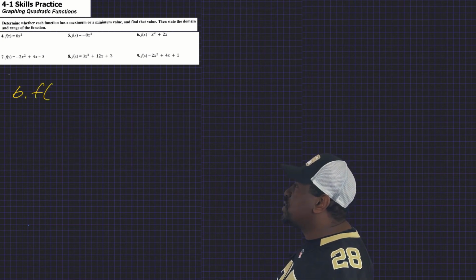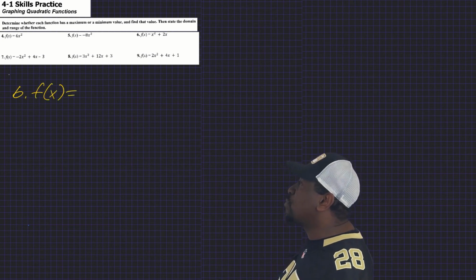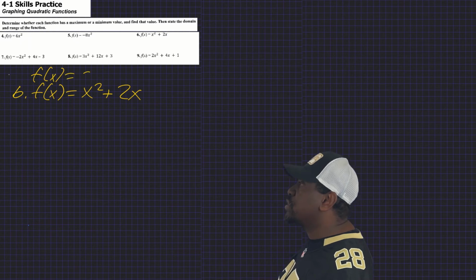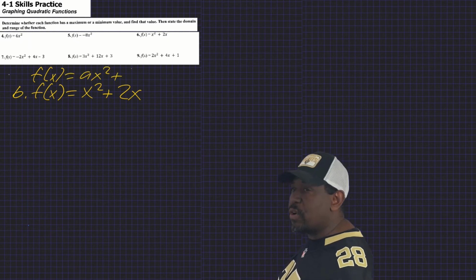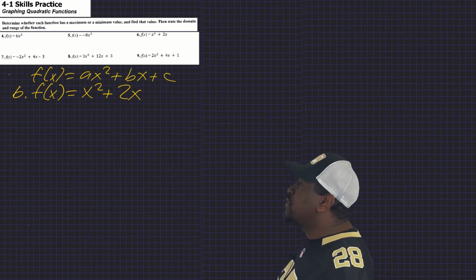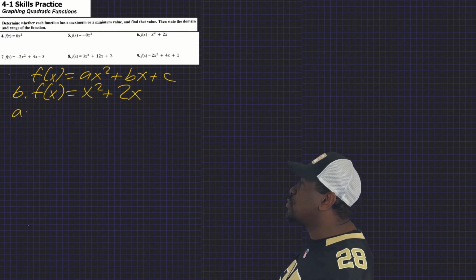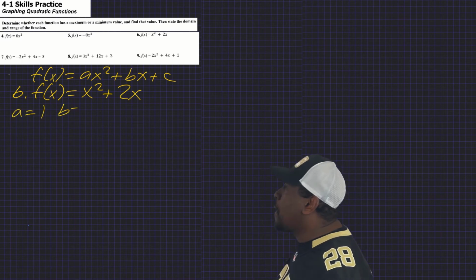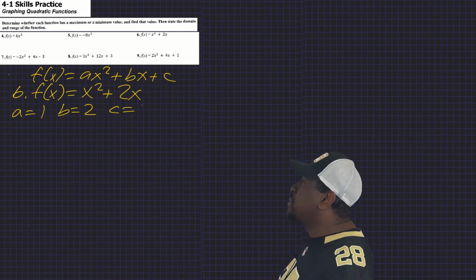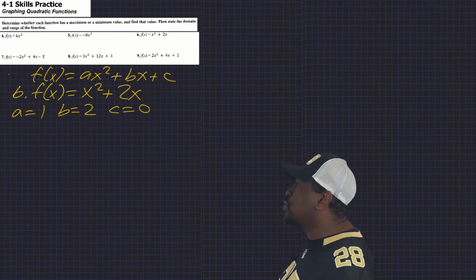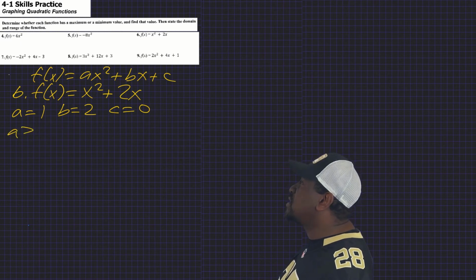So now we're going to do number 6. This problem reads f of x is equal to x squared plus 2x. So again, we're going to do just like we did in the last problem. We will write the general formula of a quadratic function, which is ax squared plus bx plus c. We will pull out a, b, and c. a is equal to 1, b is equal to 2, c is equal to 0 since there's no value added to the 2x.